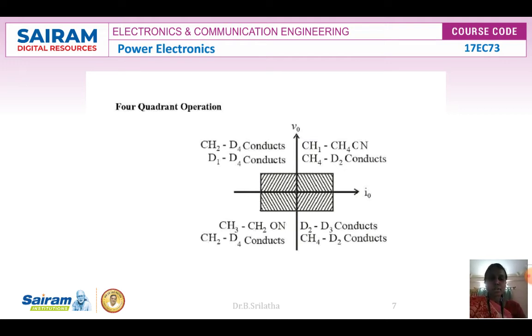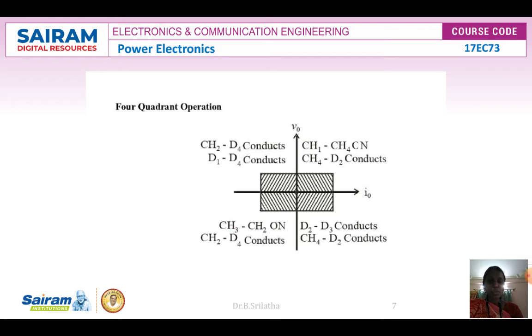In the 4 quadrant chopper, in the first quadrant both are positive, next positive and negative, again both are negative, and so on. When chopper 1 and chopper 4 are on, and D2 also will be conducting, the output voltage and output current both are positive. When chopper 2 and D4 are conducting, the output current is negative and the output voltage maintains the same positive voltage.